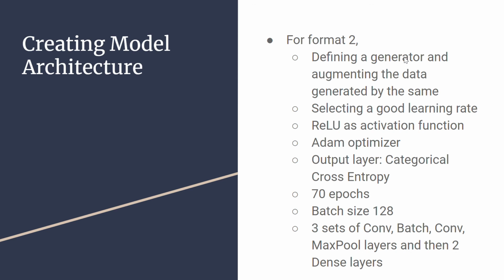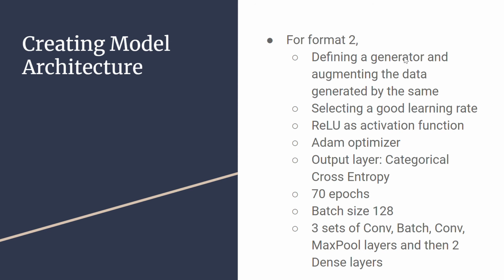Now for format 2, I have defined a generator to get the data out of the raw dataset, and I'm augmenting that data by rotating the image, zooming in and out, shearing, shifting channels, and shifting them up and down, just to have a more augmented dataset. Then to select a good learning rate, I updated the learning rate after each epoch using one of the Keras callbacks, and based on that I found an optimal learning rate for the convolutional neural net, somewhere between 10 raised to minus 2 and 10 raised to minus 3.